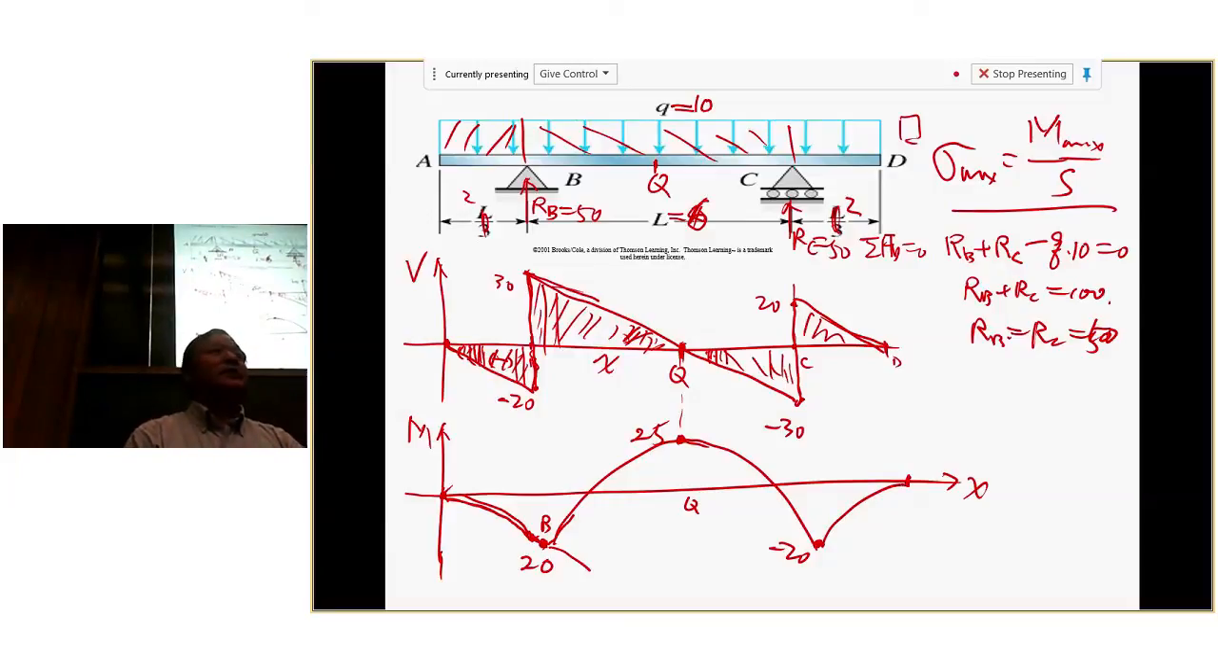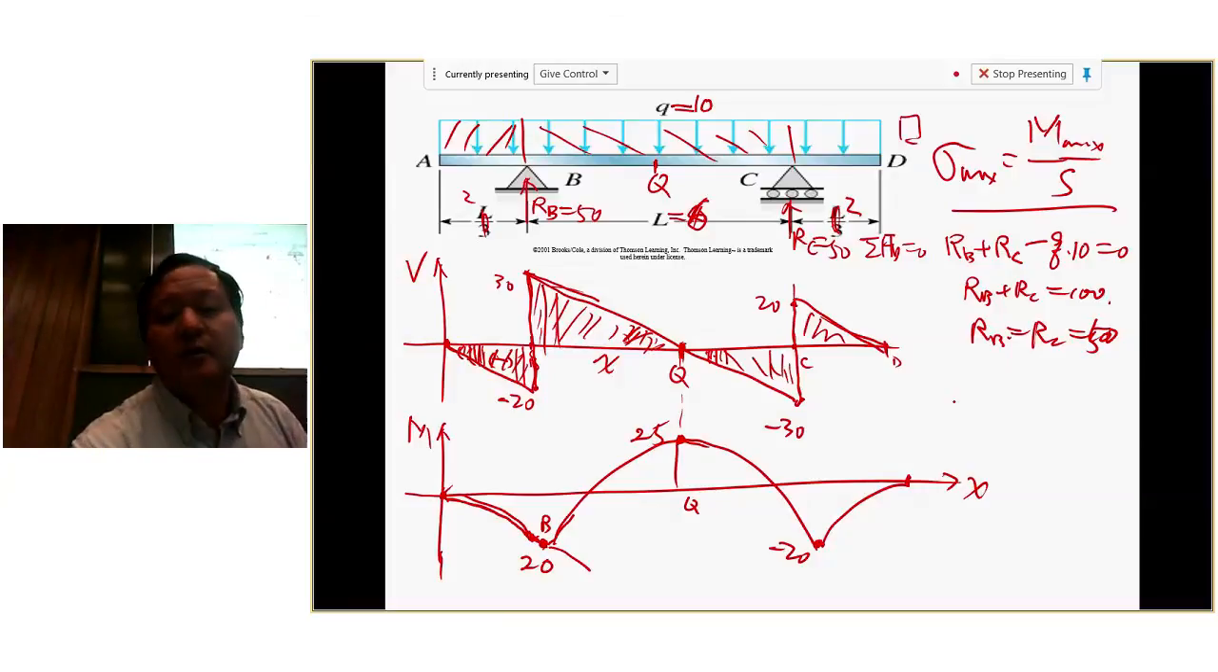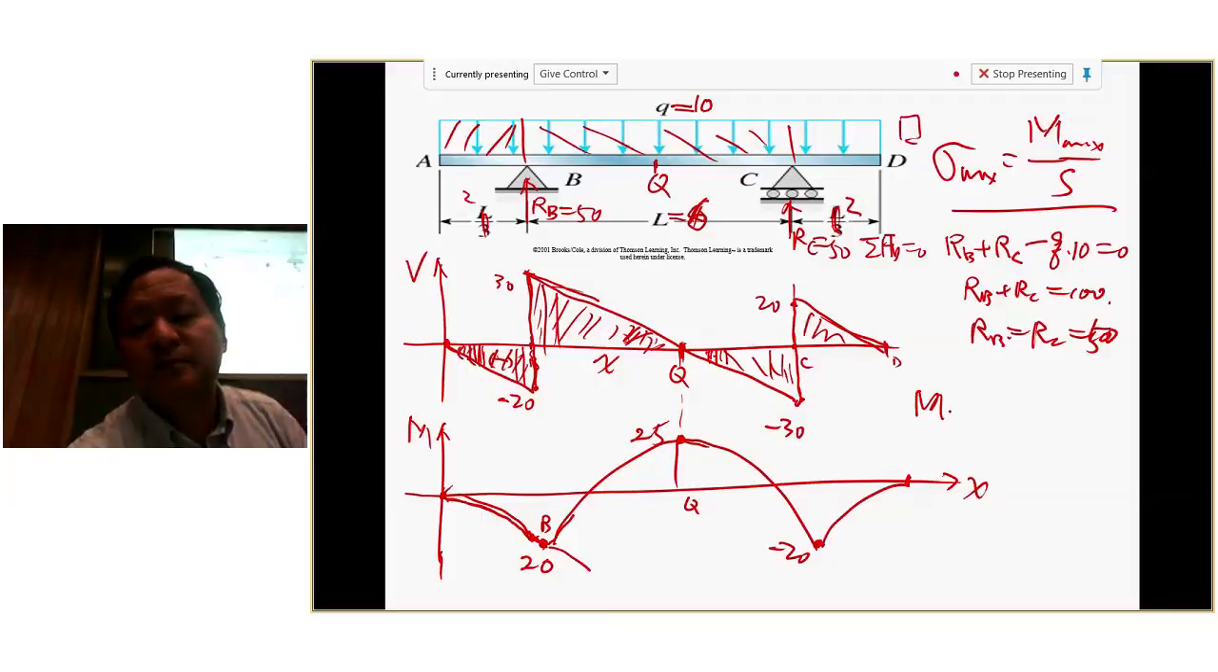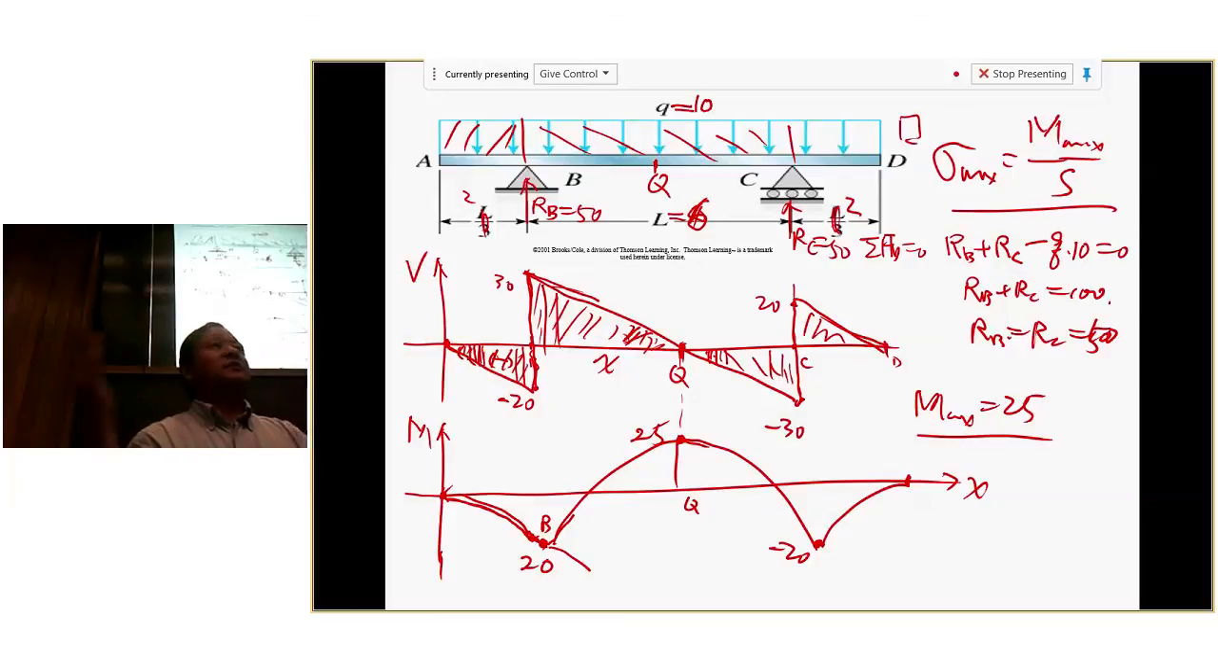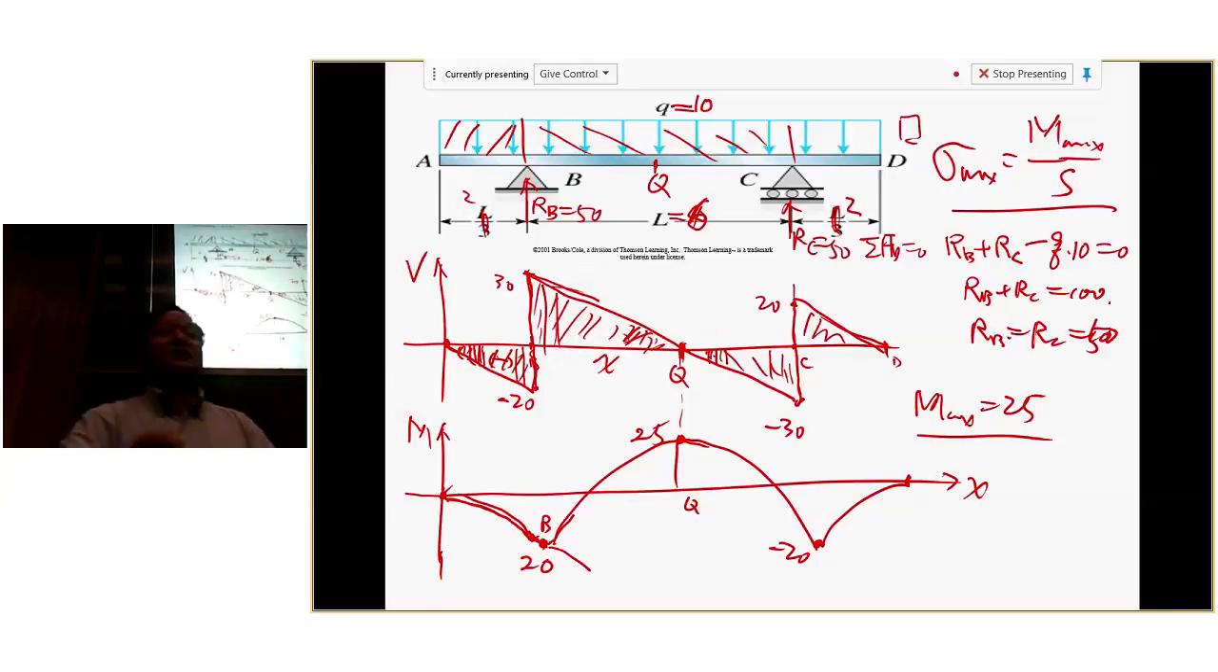All right? Now, do we have an answer? What's the maximum moment? At point Q. Right? We not only know the maximum, we know where. So we know right here, so the M maximum is 25. Right? So, can you determine the maximum stress? Can you check if it's safe or not? Yes. All right. Okay, any other questions?